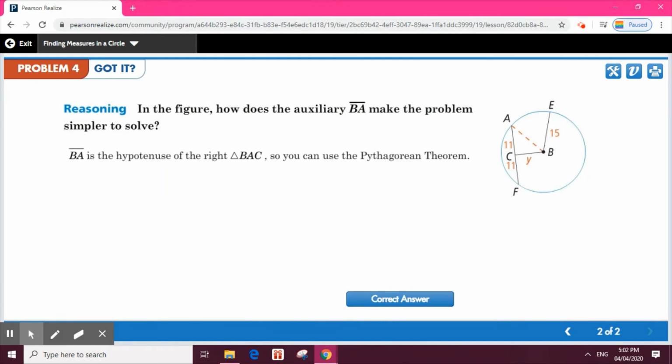Line segment BA is the hypotenuse of the right triangle, so you can use the Pythagorean theorem. Excellent!